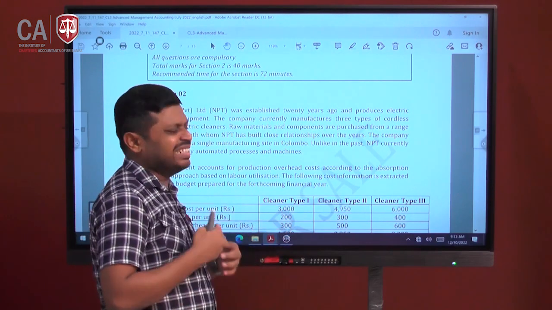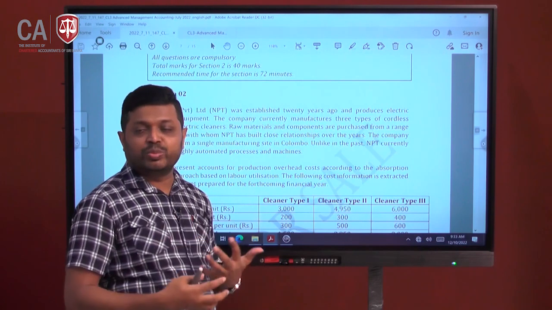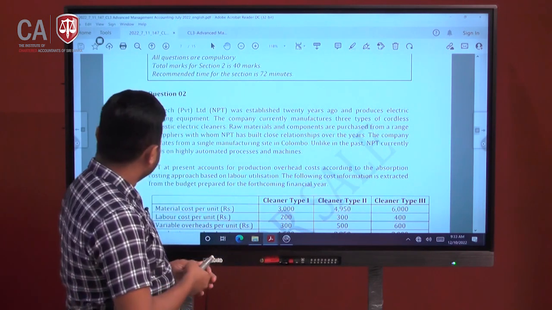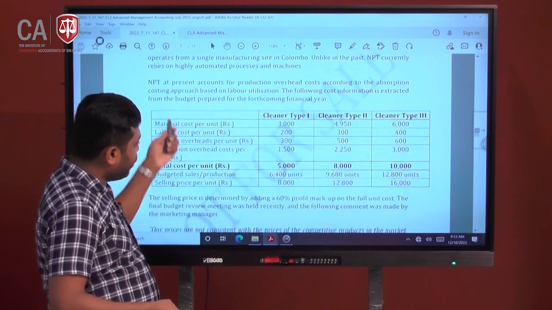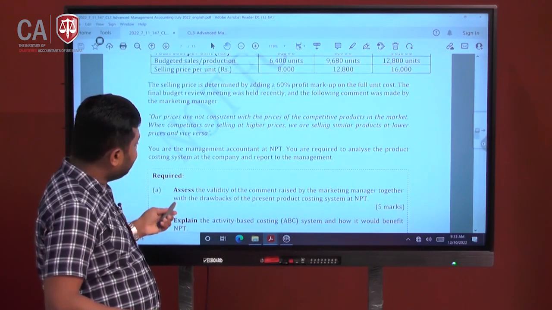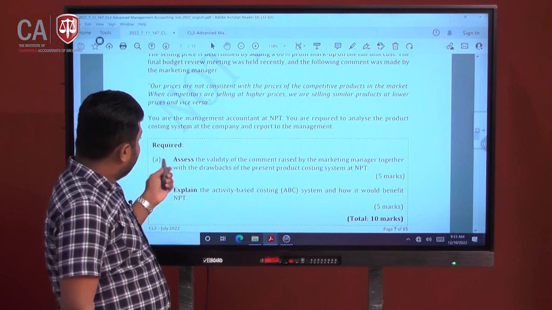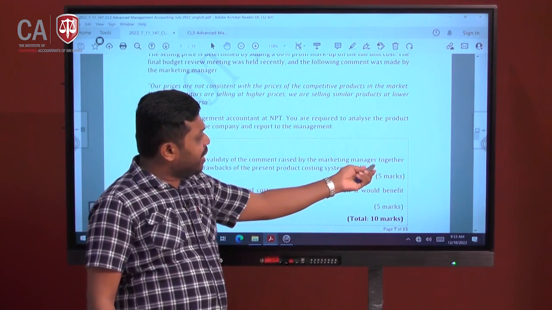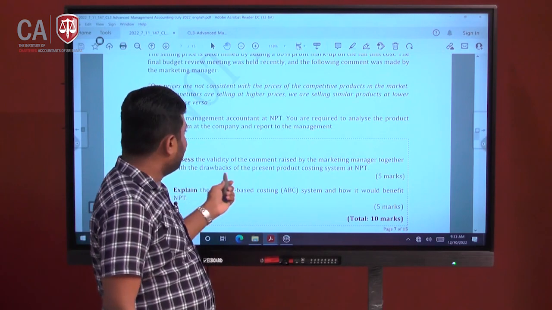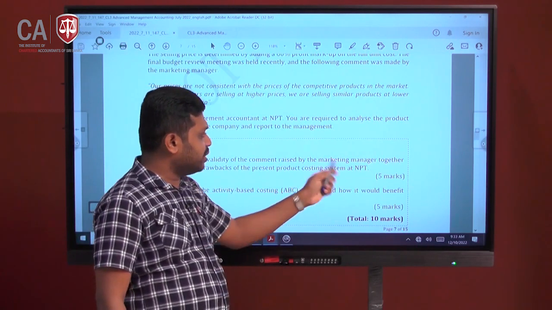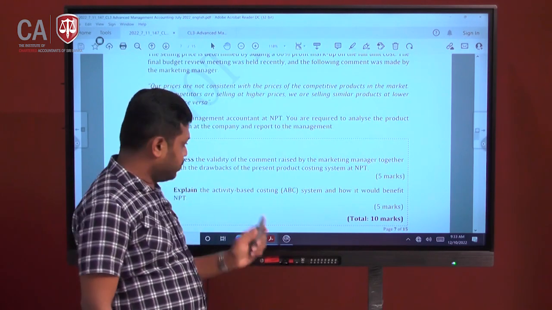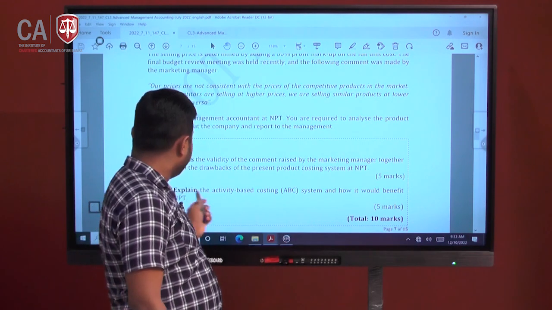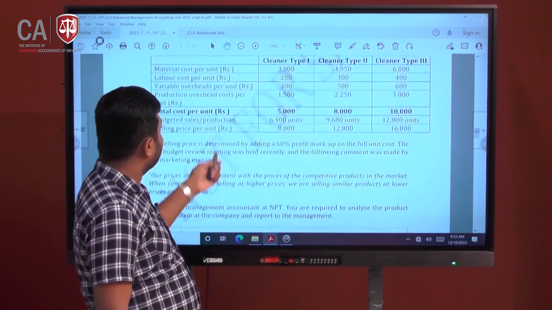Generally either ABC or throughput accounting, that concept will be regularly tested. Right, we will read this one. Prior to that, look at what they asked to do. Required: assess the validity of the comment raised by the marketing manager together with the drawbacks of the present product costing system at NPT. Explain the activity based costing system and how it would benefit NPT. Okay, we will see.